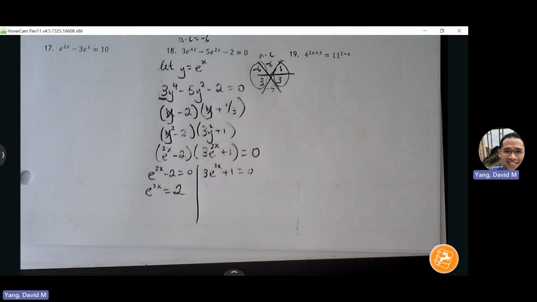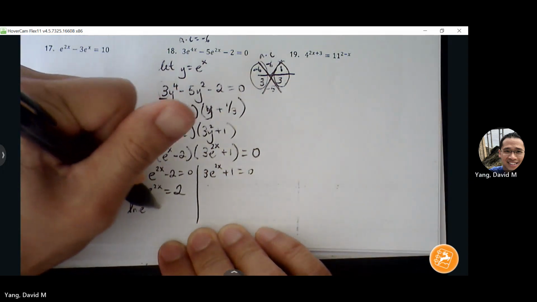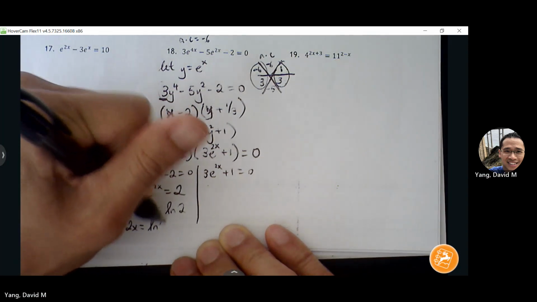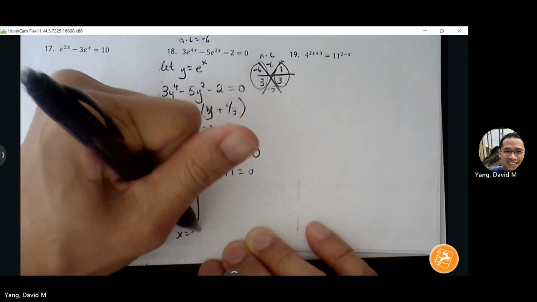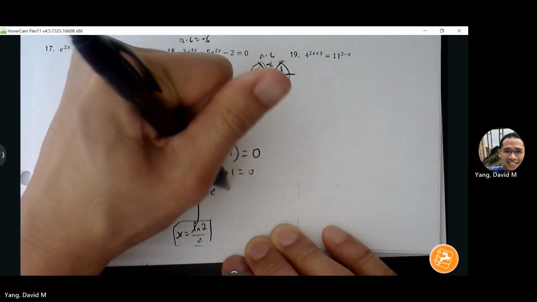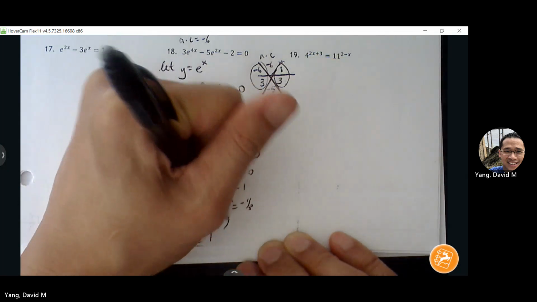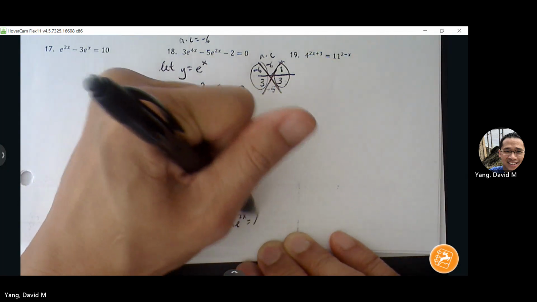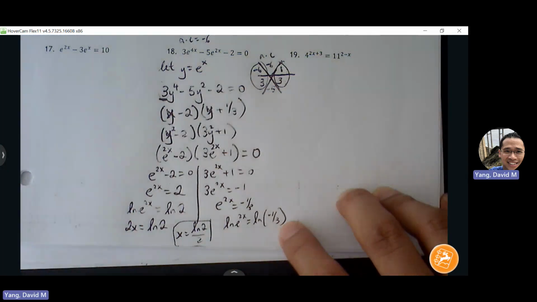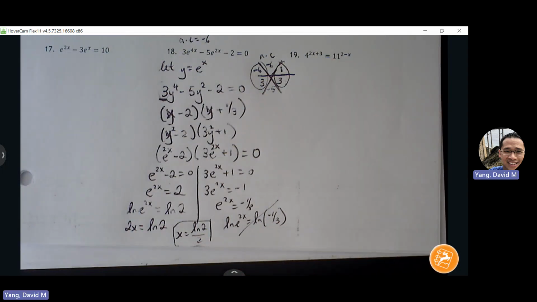I want to solve for x. X is stuck in the exponent. Take the natural log of both sides. I cannot take a natural log of a negative number, so that's out. No solution there. The only solution I get is natural log of 2 over 2.